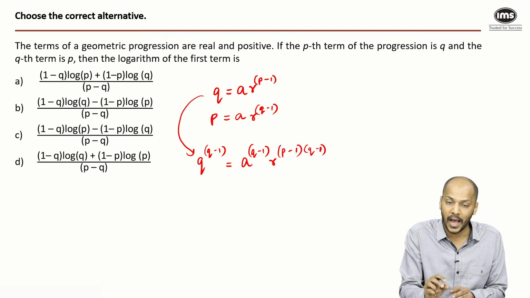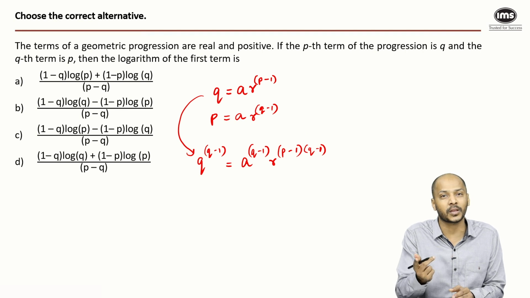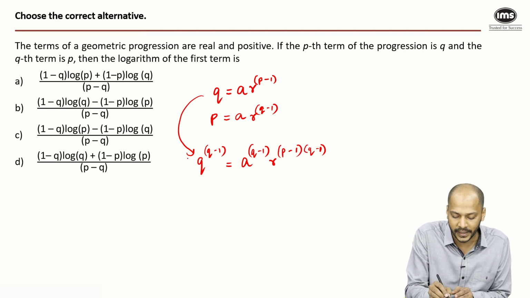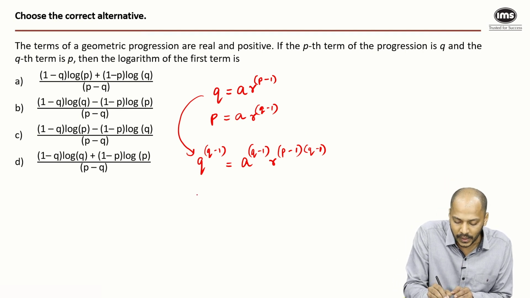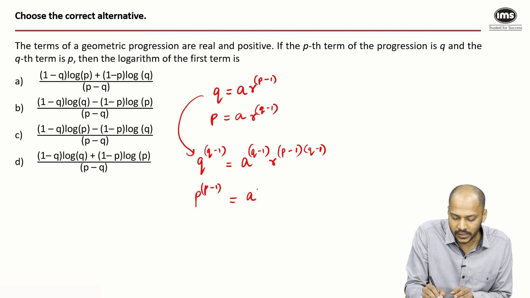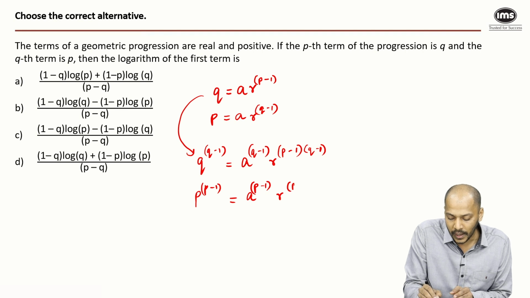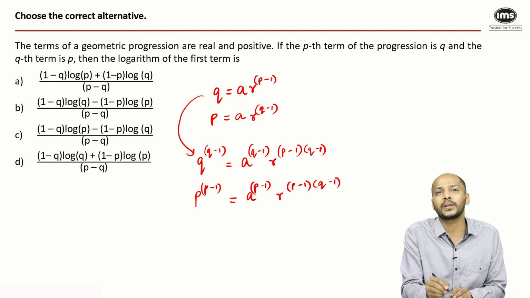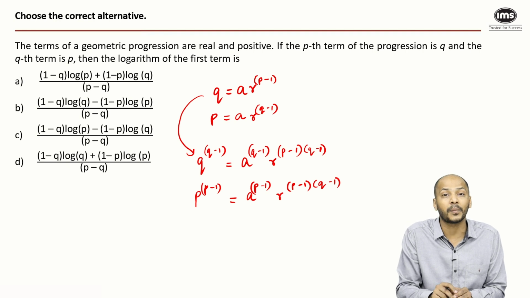Because r raised to the power p minus 1, the whole raised to the power q minus 1, the powers will get multiplied. Similarly, the second equation would become p raised to the power p minus 1 equals a raised to the power p minus 1 into r raised to the power again p minus 1 into q minus 1, right? Because q minus 1, the whole raised to the power p minus 1, the powers will get multiplied.